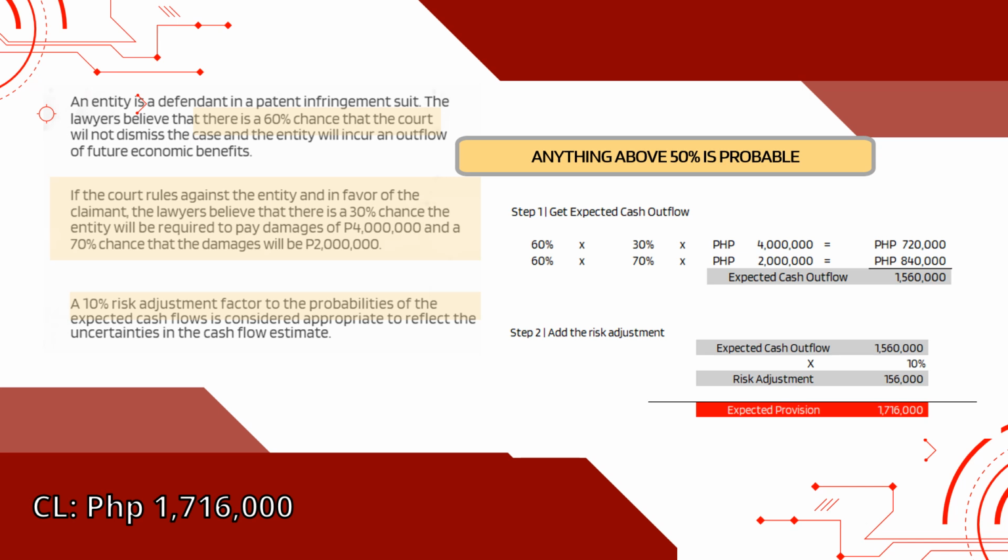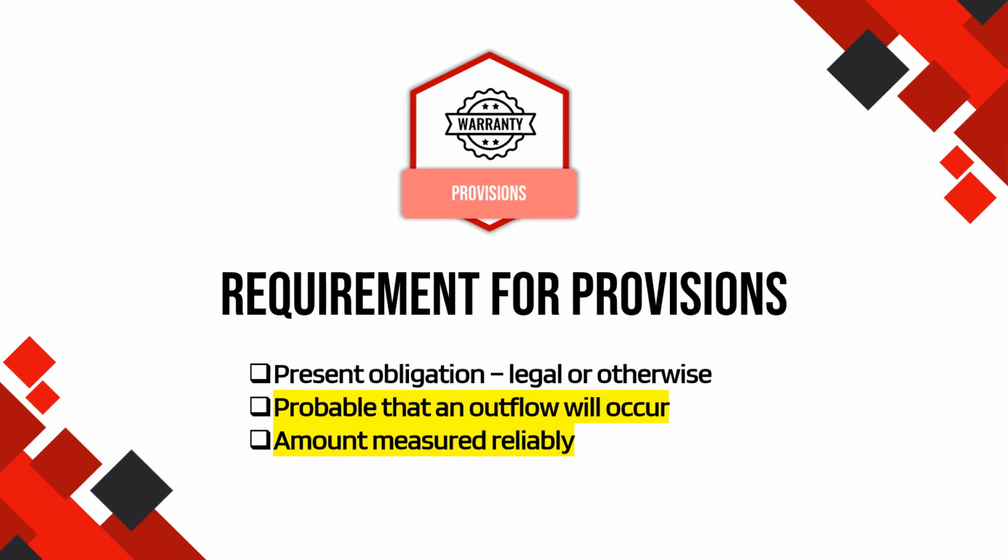So step 1, know if it's a provision. Step 2, get the expected value. Step 3, make adjustments for risk or any present value implications. Again, that basically illustrates that these are the key requirements for provisions.